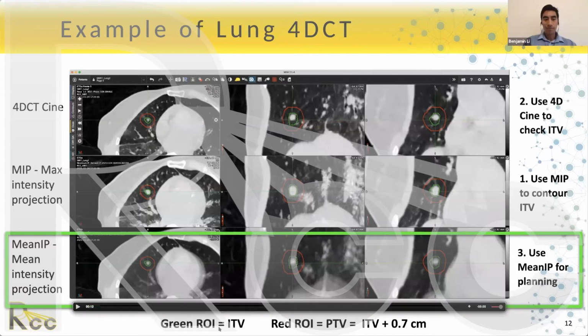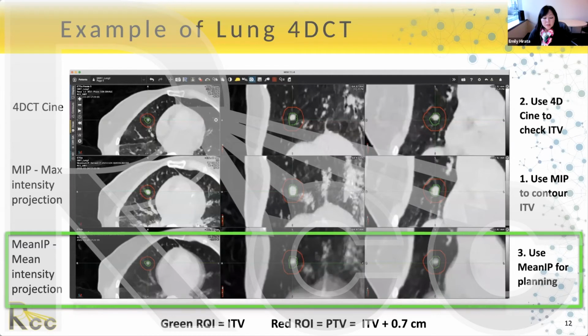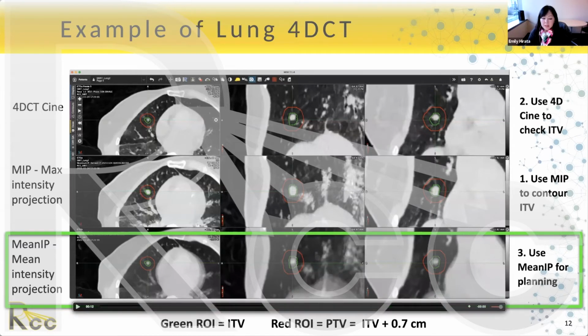In this case, the green ROI was the ITV. The red structure here was the PTV, and it was an expansion of 0.7. What was determined from that is the tumor itself moved about 1.5 centimeters in the superior-inferior dimension. I showed the measurement on here, though I didn't actually measure. And so a 0.7 expansion is about half of that, and it was uniformly expanded in this way for the PTV expansion.